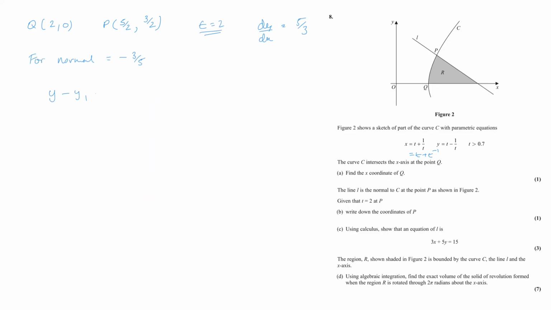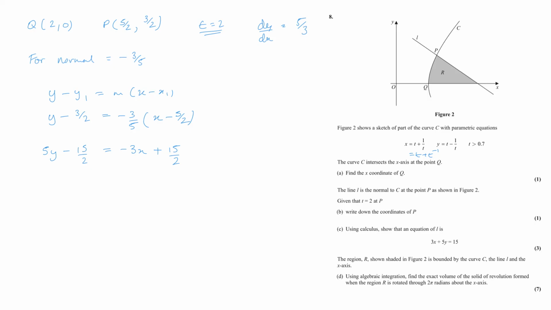So y minus y1 equals m(x minus x1). So y minus 3 over 2 equals minus 3 fifths (x minus 5 over 2). So multiply through by 5 first and then expand the brackets. So we've got 5y minus 15 over 2 equals minus 3x plus 15 over 2.